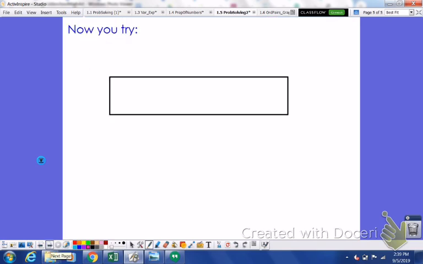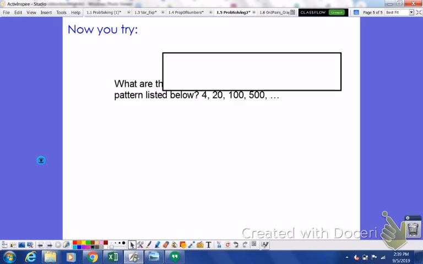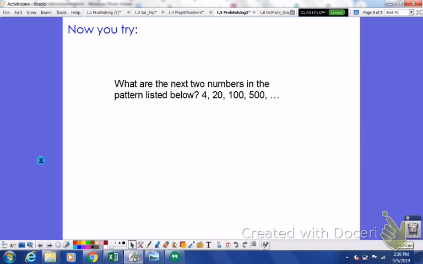All right, finally we have a now you try. Okay, so decide what are the next 2 numbers in the pattern listed below: 4, 20, 100, 500. So you need to find the pattern and find what those next 2 numbers are. So list the next 2 numbers and tell me what the pattern is. Pause the video here if you need to, and once you're done, go ahead and move on.